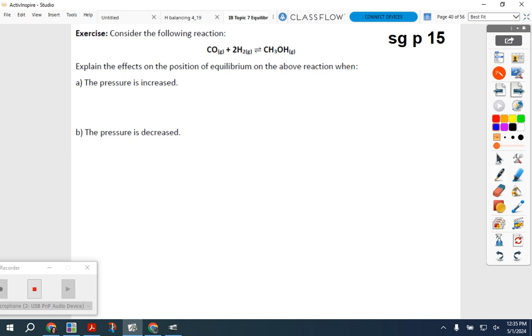If we increase the pressure, what's going to happen? What direction is the equilibrium going to shift to? So we're increasing the pressure. The system is going to change to try to relieve that pressure, to try to lower the pressure. Anybody?